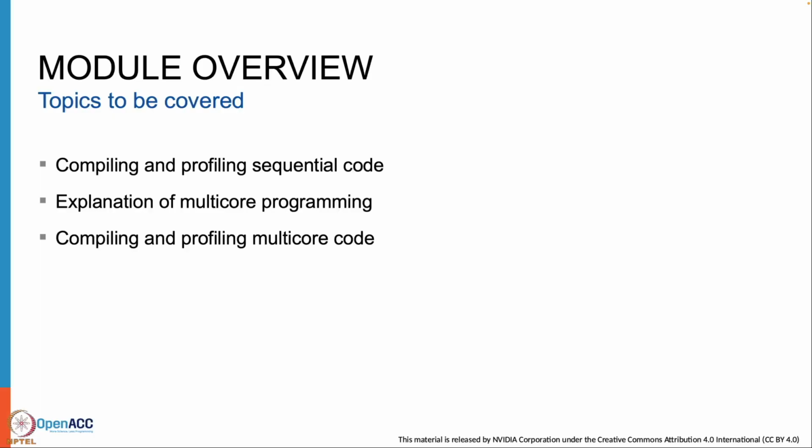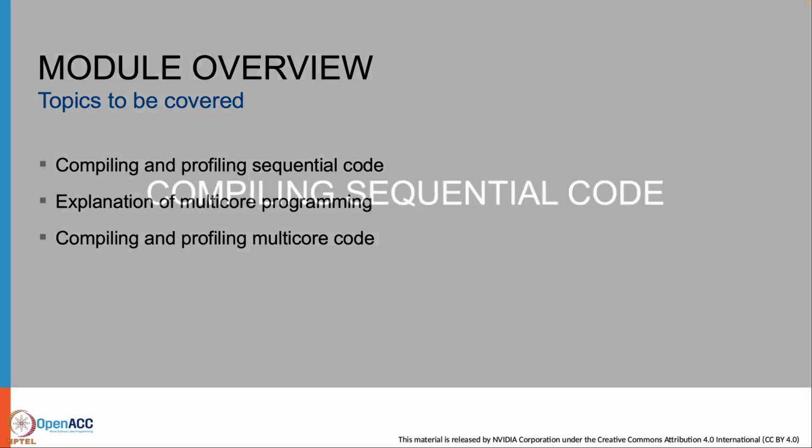Welcome back to the series of lectures on high performance scientific computing. In today's class, we will be looking at the most important bits about how to decide what parts of the program to parallelize. And for that, we need to compile and profile the sequential code. We will then look at the explanation of multi-core programming, and then we will also see how to compile and profile multi-core code. Through this process, we will see how the iterative process of improving your codes happens.